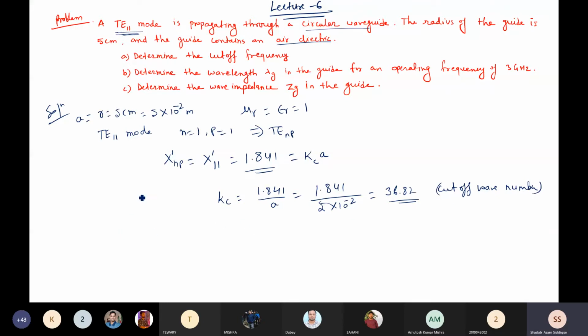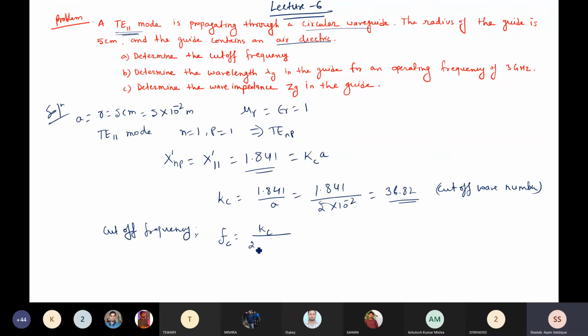Now we can find out the first one, which is to determine the cutoff frequency. The cutoff frequency can be found from the formula which we have. If we don't know the formula, I know the formula so I can write it directly, but I'll let you know how we use one equation which can be used for different formulas.